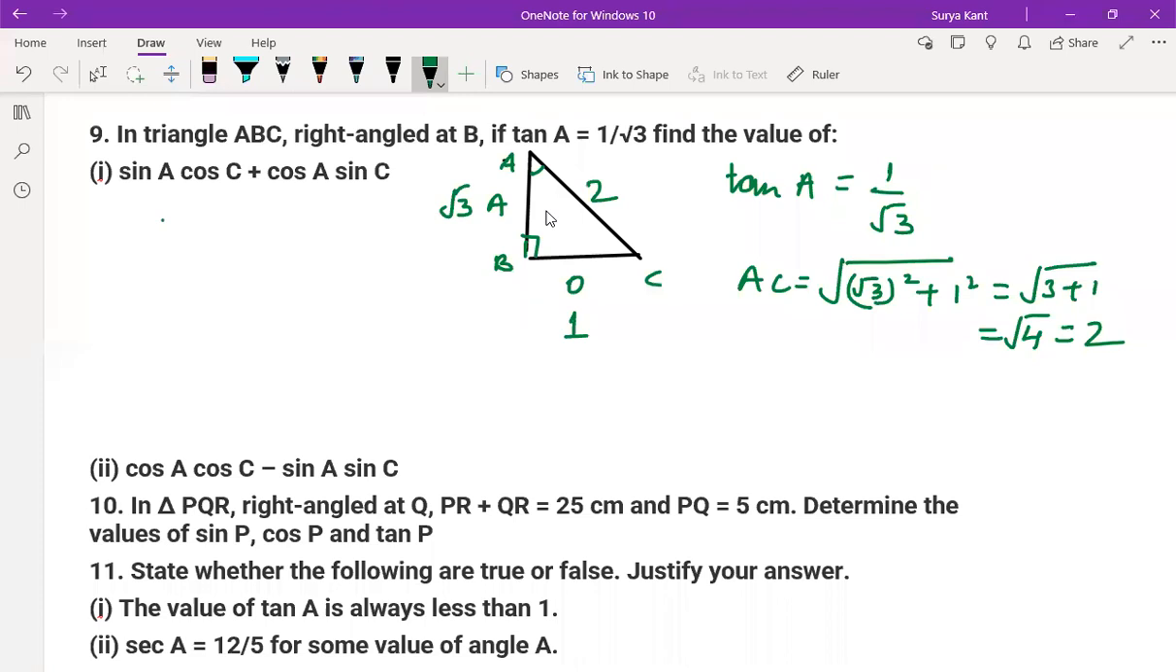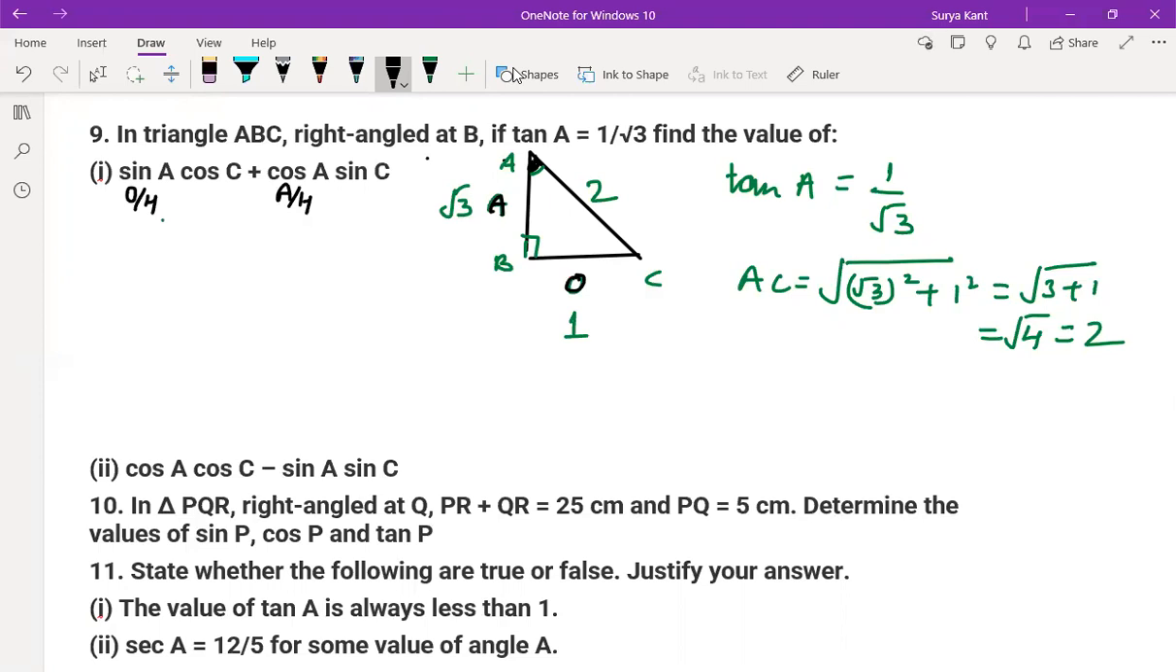Then simply put the values here. Sine A is nothing but O by H. First we do this one, the A part, A by H. So sine A, what can we write? If this is A, this is O, and this is A. So we are doing these two first, sine A and cos A.